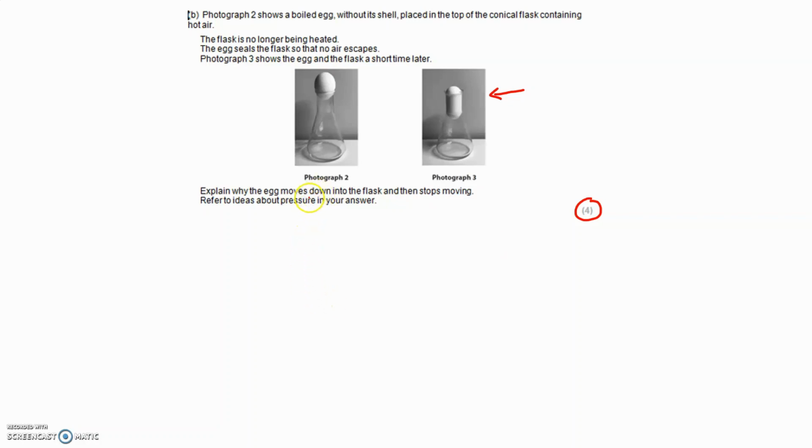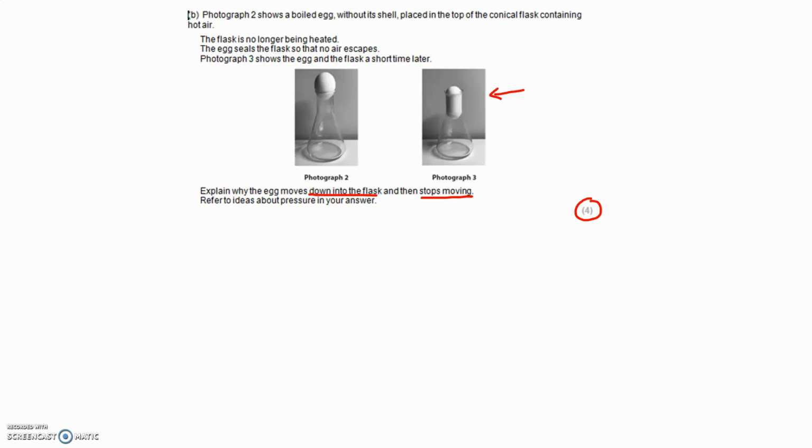First of all, you've got to comment on why the egg moves down into the flask and then why it stops moving. And you have to refer to ideas about pressure in your answer. So quite a lot of work here for 4 marks to explain this properly, and we'll go through how I would answer this question.